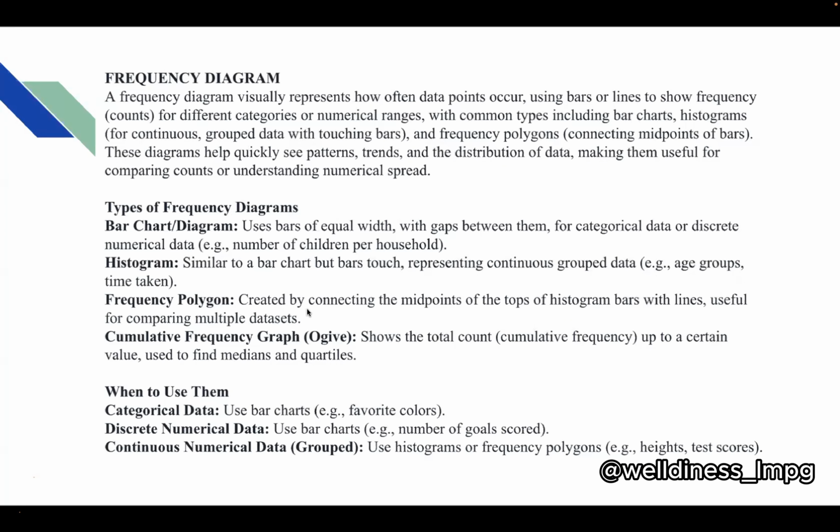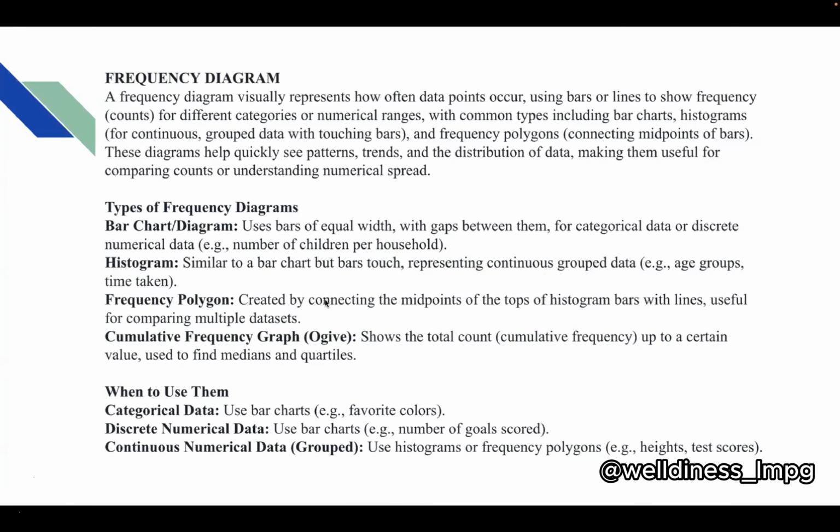So we have the frequency polygon, which is created by connecting the midpoints of the tops of histogram bars with lines. I will show you all of this also. We're just doing the textual aspect. We'll go into the graphical aspect in a time not too long from now. It is useful for comparing multiple data sets. We also have the cumulative frequency graph, or ogive, which shows the total count, the cumulative frequency, up to a certain value, used to find medians and quartiles.